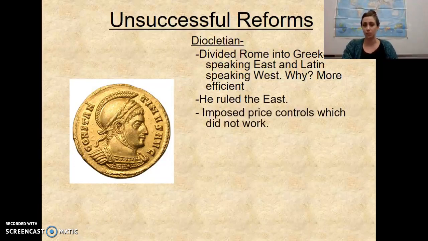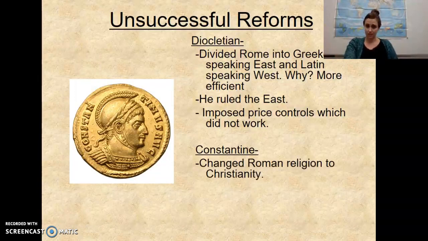So, like I said, he ruled the East. He also tried to impose price controls, which didn't work. I mean, if it's like, hey, you can only sell a loaf of bread for this amount of money, and all the vendors go, yeah, right, I'm not going to sell the bread for this amount of money, it's not going to work. So price controls have to actually be heeded, abided, followed by the people, okay?